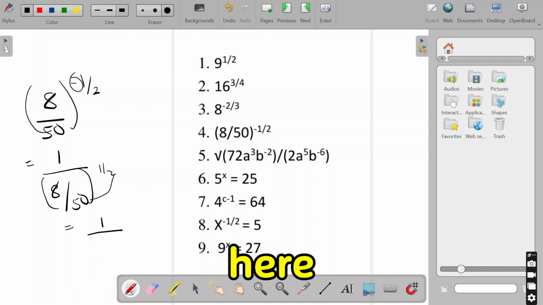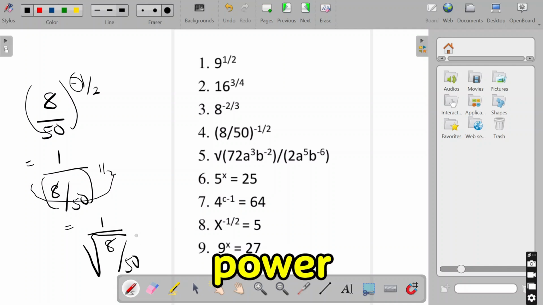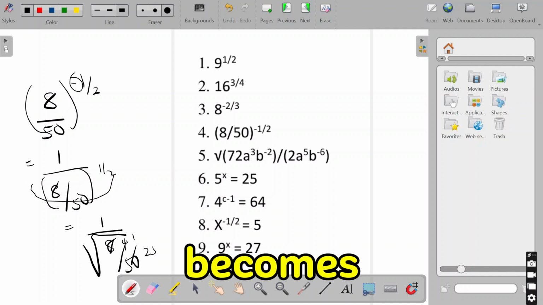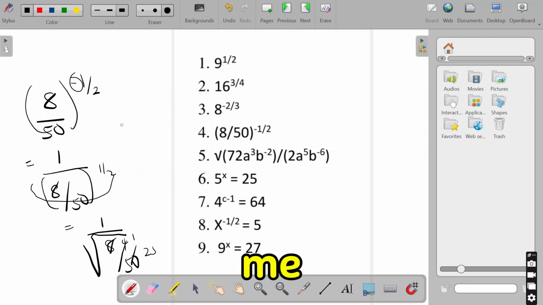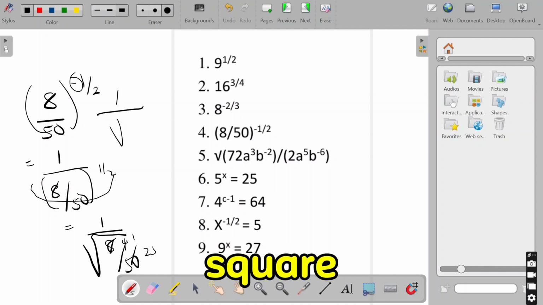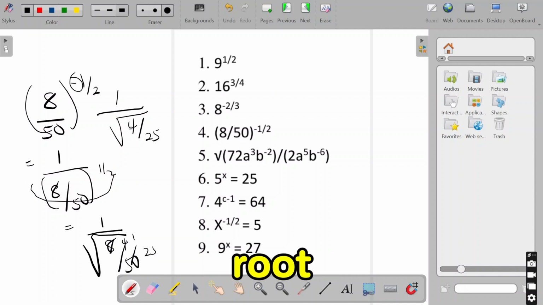So that becomes 1 divided by 2. This 2 comes here, turns to a square root. So that will be square root of 8 over 50 raised to the power of 1. So now what's the square root of 8 over 50? 2 goes here 4, 2 goes here 25. So this becomes 1 divided by square root of 4 over 25. So what is the square root of 4 over 25?